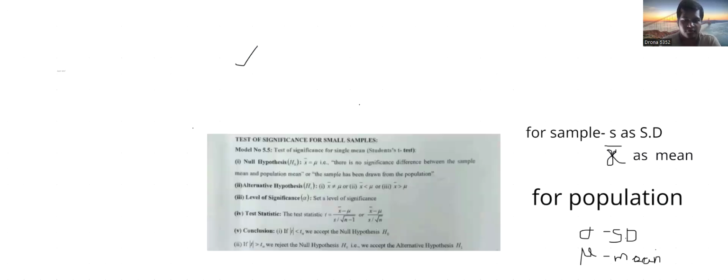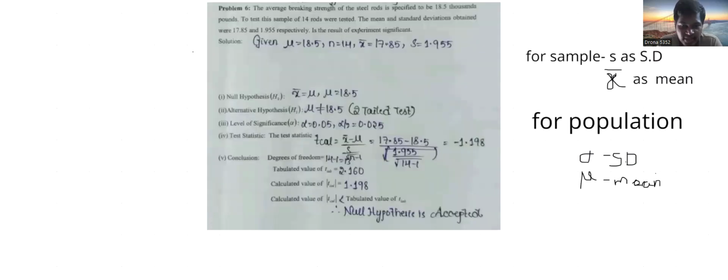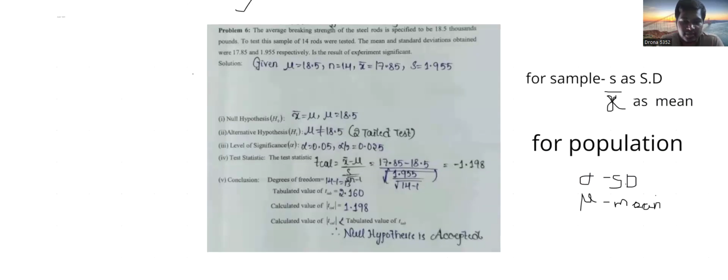Here, mod of t calculated equals 1.198. So the conclusion: t calculated is less than t tabulated, so the null hypothesis is accepted. This is the procedure we have to follow in all the problems. Let's go to the next.